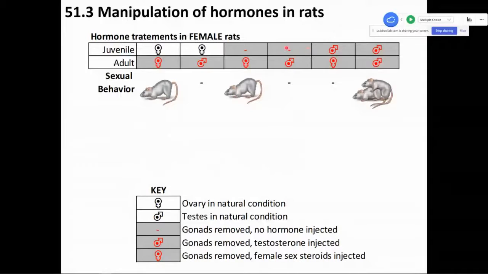But if you remove the ovaries as juveniles and give them testosterone as juveniles, and then give them either female or male sex hormones as adults, what happens is you no longer get lordosis in the female sex hormone adults, and the male sex hormone adults engage in mating behavior as if they're a male, even though these are genetic females, okay?